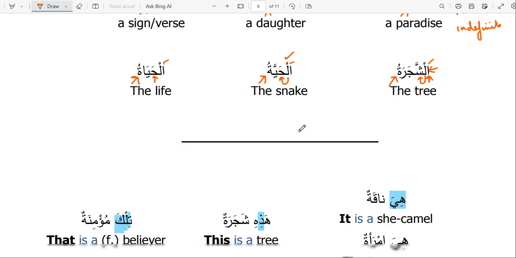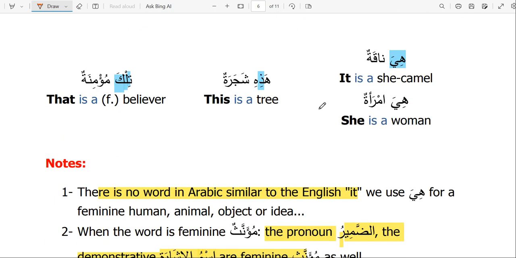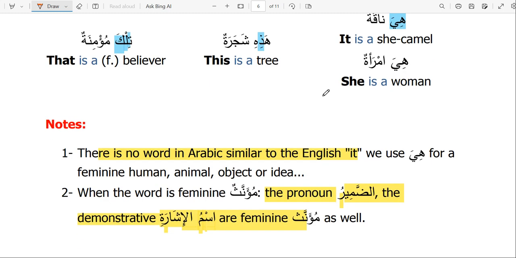Now we come here to the feminine nouns. Whenever you see a feminine noun, know that we will always use the feminine pronoun, that is hiya, for she or it. Even if it's an object or a thing, we will use hiya for it. Hadhihi is the demonstrative pronoun for near, and tilka is the demonstrative pronoun for far. We say qareeb and ba'id. Tilka is for ba'id, and this is for feminine.